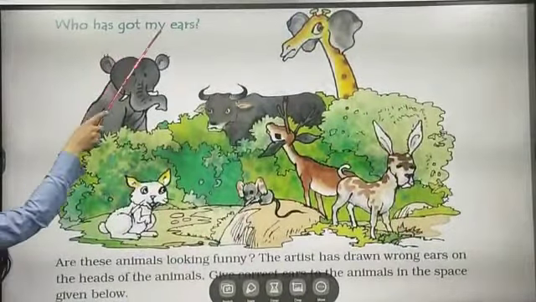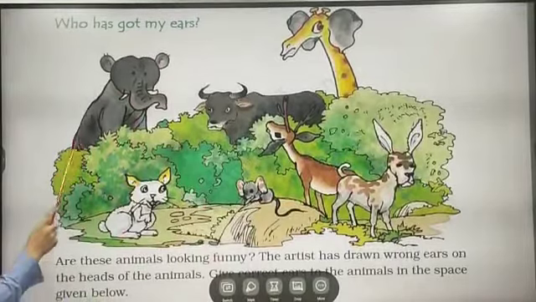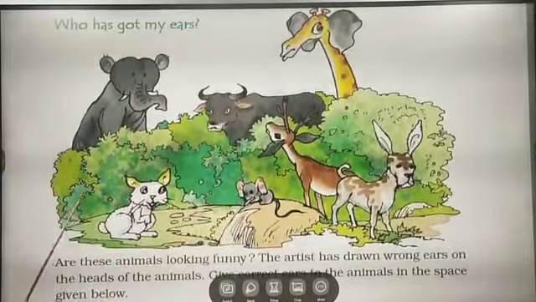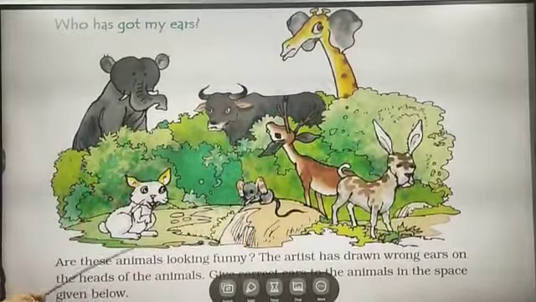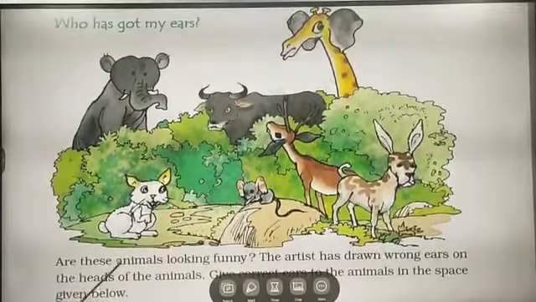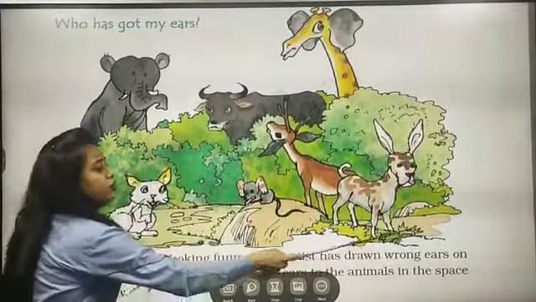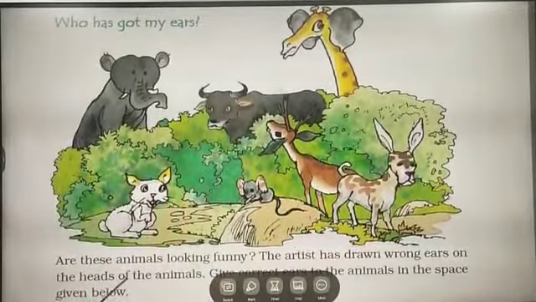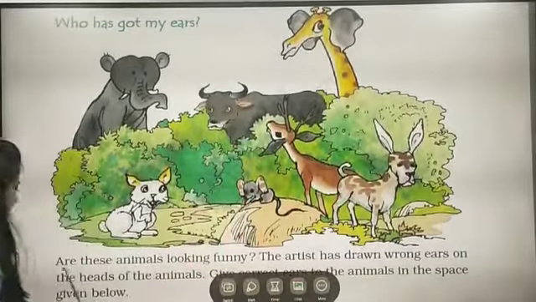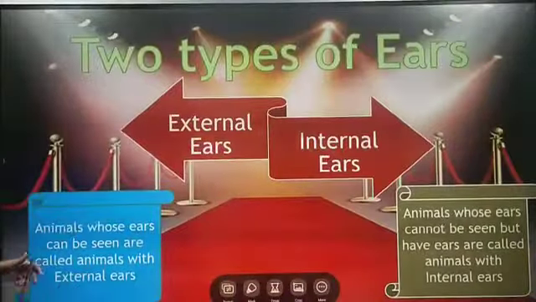Who has got ears? If you see in this picture, you will see they are having different ears, and they are not having their own ears. They are having the other animal's ear. So all these animals look very funny. The artist has drawn wrong ears on the heads of the animals. Give correct ears to the animals in the space given below. Open the book and solve this activity.